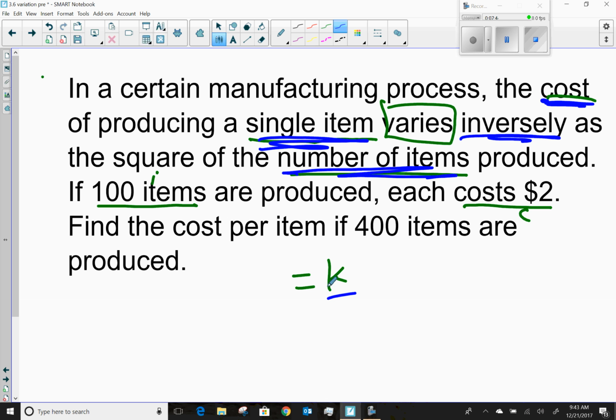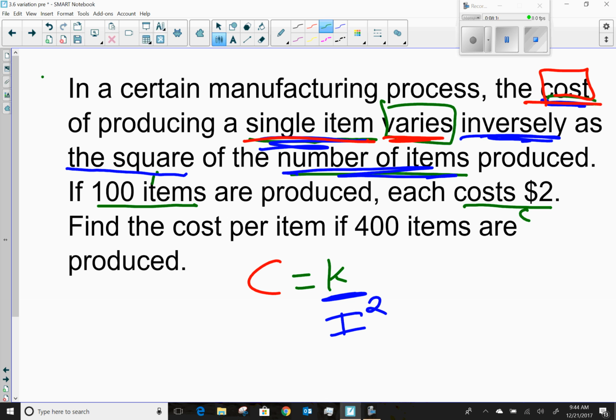So it starts out as equals K. What comes before varies? Well, that's the cost of a single item, the cost, right? So that'd be C equals K, and then what follows that is inversely, so that's divided by, and whatever comes after that, the number of items produced, so that's our I. But what type of I? It says the square of the number of items produced, so that's I squared down there. So now we have our formula.